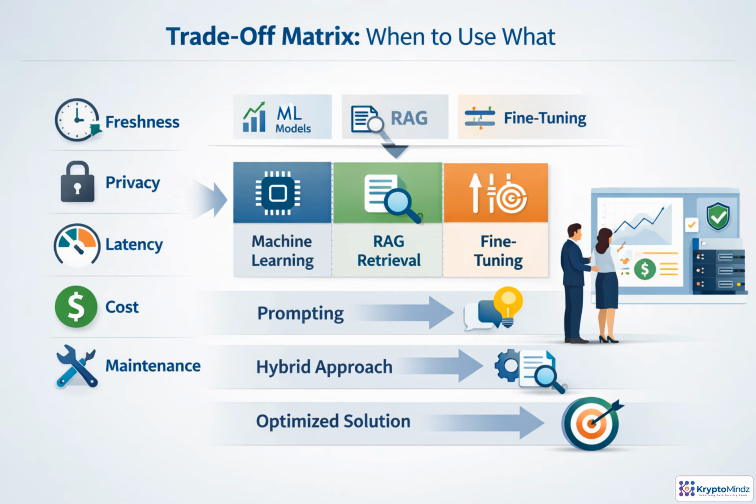Choosing between prompting, RAG, fine-tuning, and traditional ML is rarely about which one is best. It is about constraints. In this section, we'll use a practical trade-off matrix to match each approach to freshness, privacy, latency, cost, and maintenance.